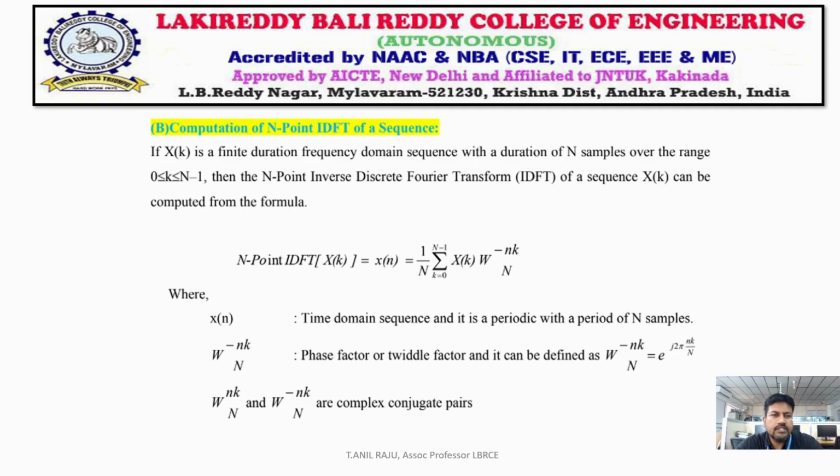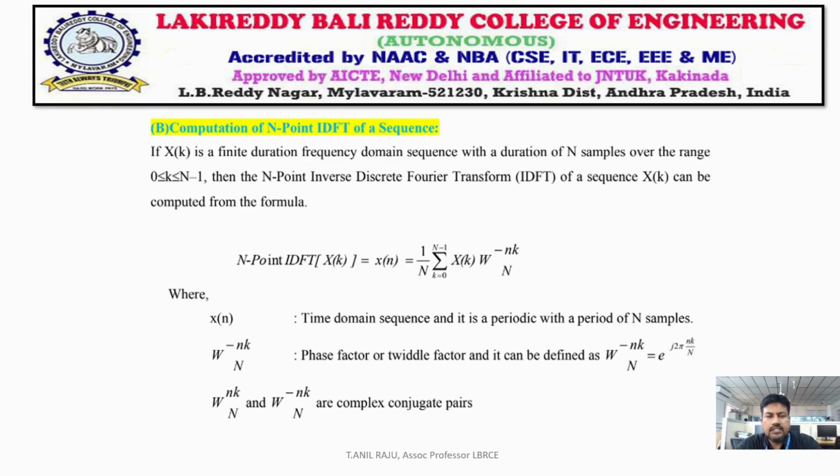The notation of the inverse discrete Fourier transform is IDFT. So, how to understand this IDFT? If X of k is a finite duration frequency domain sequence with a duration of N frequency samples, in the range 0 to N minus 1, where the variable here is small k, then we compute the N-point inverse DFT. The formula is: small x of n is equal to 1 by N, summation k from 0 to N minus 1, X of k W_N to the power minus nk.